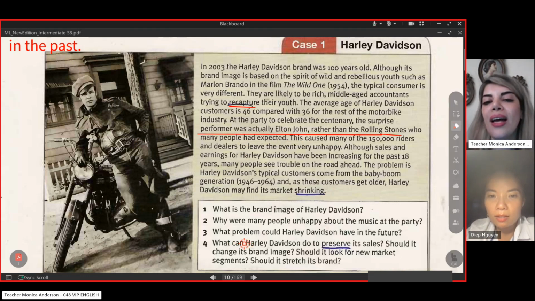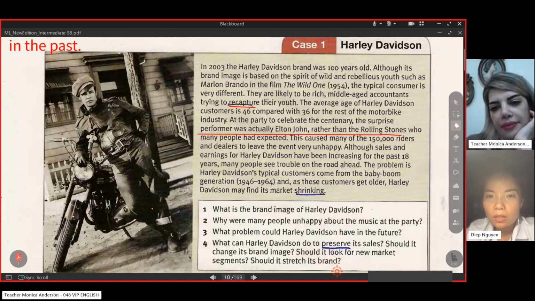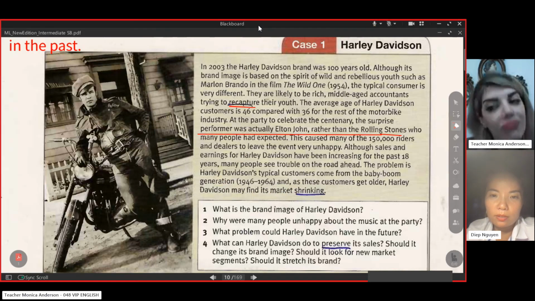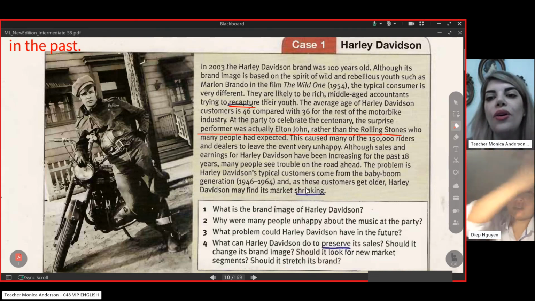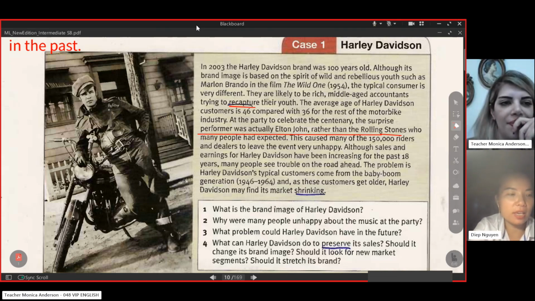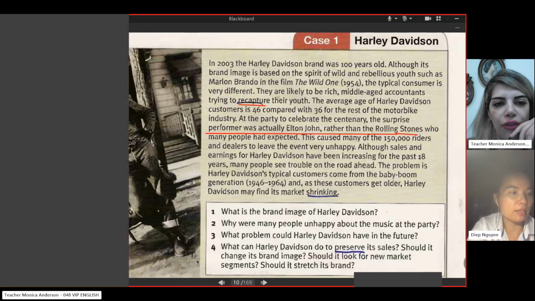Very good. Number three, what problem could Harley Davidson have in the future? The problem Harley Davidson could have in the future is that its typical customers come from the baby boom generation. It means that is so far in the past. So their customers will get older, and their market will be shrinking. Of course, the market shrinking, very good. Okay, so it will be decreased.